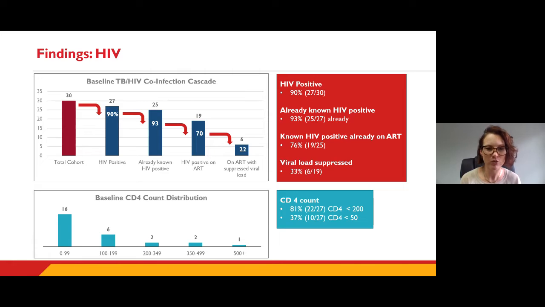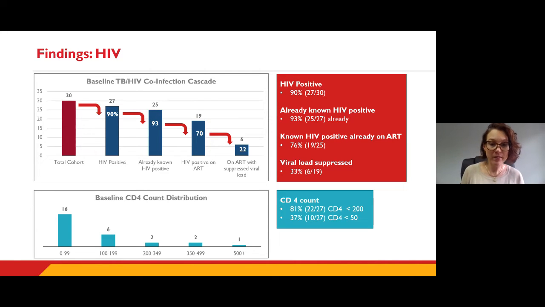And then we saw quite a big drop-off to those who were actually on ART. Only 70% were actually on ART at the time of diagnosis. And then finally, a bigger drop-off when it came to viral load suppression. We found only 22% of the 27 HIV positive were actually virally suppressed at the time of their diagnosis.